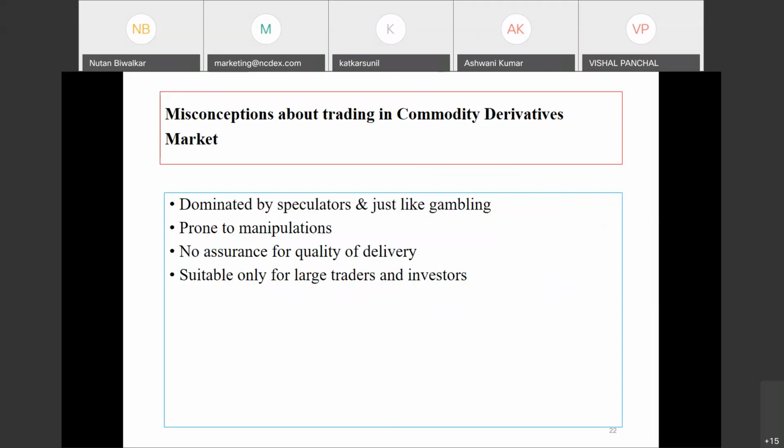Prone to manipulation is not satisfactory, because there are various risk parameters, as I have just indicated to you. They will take care of that. There should not be any cornering in the market. No assurance of quality of delivery: it is not true, because assaying should be done with an accredited assayer, and that should be certified by NABL, as I told you, or any international standard. Suitable only for large traders is also far from satisfactory. We have many small trading lots in case of base metals.